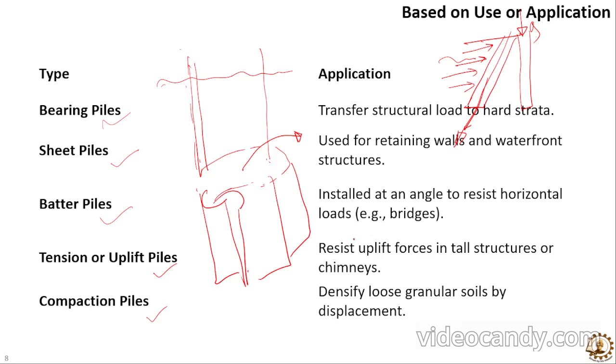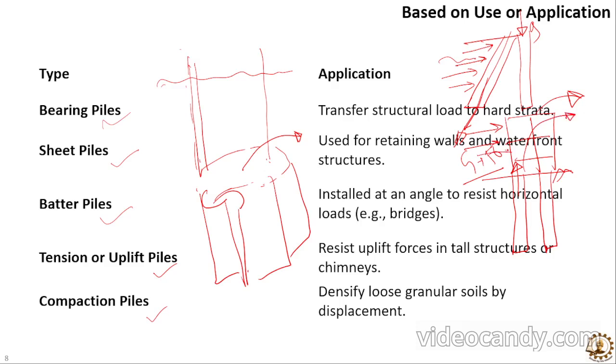Now, tension or uplift piles resist the forces in a tall structure or chimney. Suppose this is the ground level, and I have a very tall structure, like a G plus 50 kind of structure. Wind load and earthquake load may act, so it will have a tendency to rotate in this direction. If I have installed a pile in the foundation, then due to the tendency of movement of the structure, an uplift force will act on the pile. If the building starts to move in this direction due to the lateral load, there is a tendency of the pile to move upward also. This is known as the uplift force. In such a situation, the piles you are using are known as tension or uplift piles.